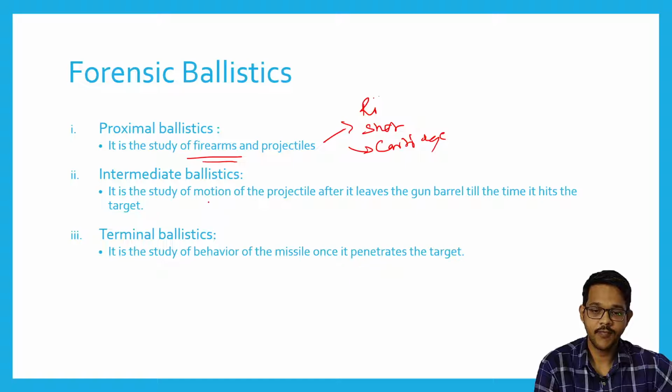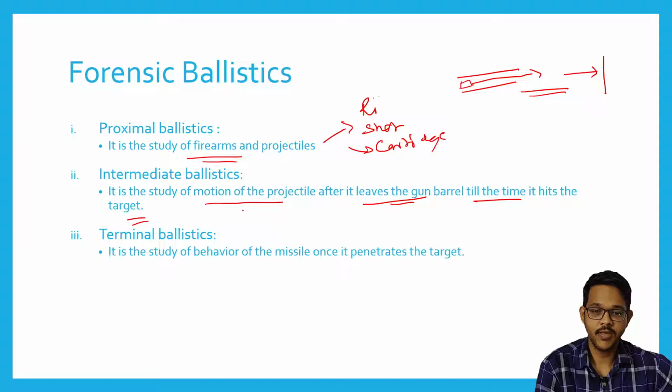Intermediate ballistics is the study of motion of the projectile after it leaves the gun barrel till the time it hits the target. So in a gun, when the bullet exits the barrel and hits the target, the motion of that projectile in between is studied under intermediate ballistics.